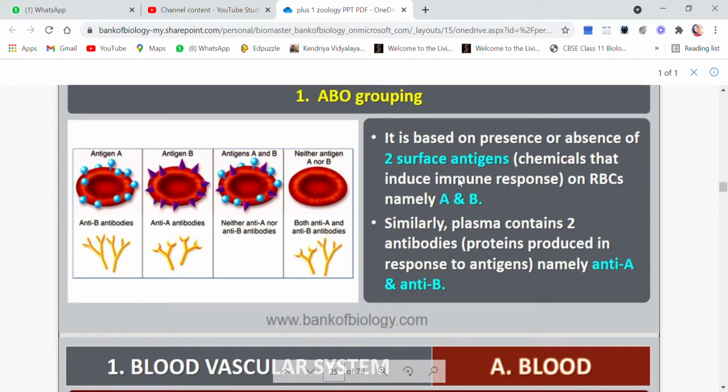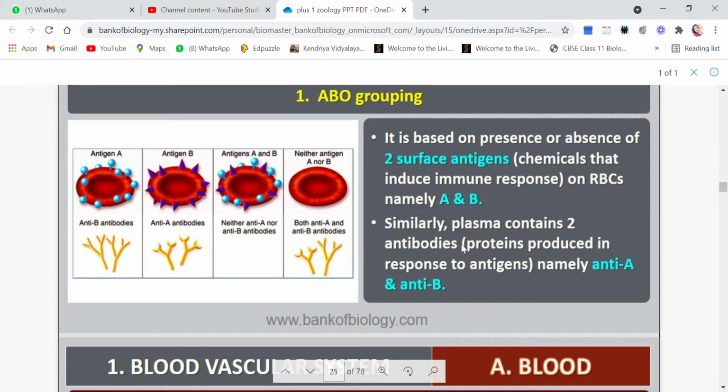So, let's see. Similarly, plasma. You know what is plasma? Blood has two parts. One is the liquid part and the other one is the solid part. So the liquid part of the blood, that is plasma, it contains two antibodies. So again I'm repeating, antigens are present on the surface of RBCs and antibodies are present in the plasma. Antigens are of two types, and antibodies are also of two types.